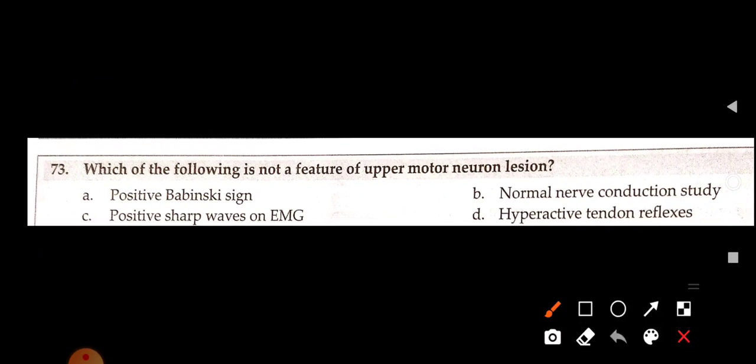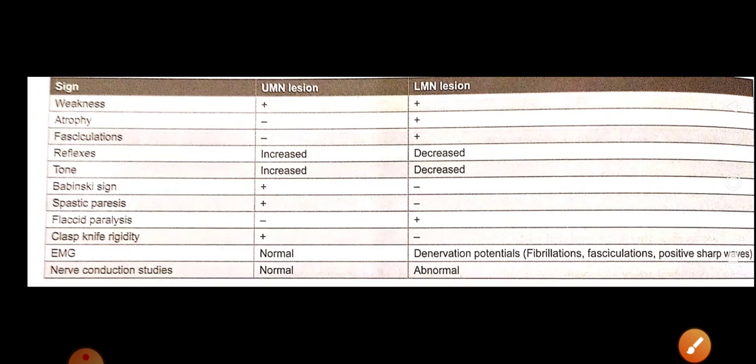Now, which of the following is not a feature of upper motor neuron lesion? In upper motor neuron lesion, we see positive Babinski sign, yes. Normal nerve conduction study, absolutely right. Hyperactive tendon reflexes, yes. But positive sharp wave on EMG is seen in lower motor neuron lesion, not in upper motor neuron. So C is the option here.